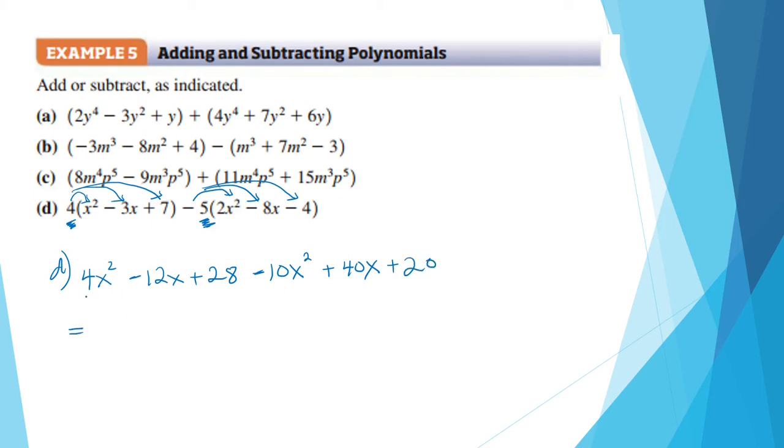Again, we'll collect like terms. 4x squared and negative 10x squared is negative 6x squared. Negative 12x and 40x, that gives me 28x, and 28 plus 20, that's just 48. So again, be careful. I would recommend distributing the number in the front first and then collecting like terms.